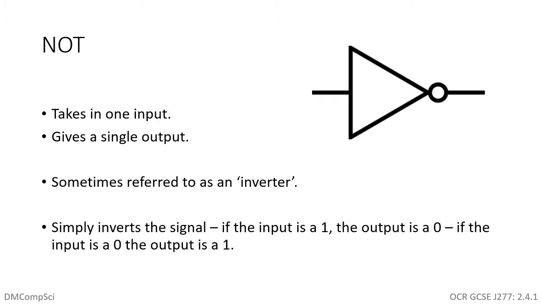The third and final gate that you need to know about for your exam is the NOT gate. This is sometimes referred to as an inverter, and it differs from the AND and the OR gates in the sense that it only takes in one input, however it still only gives a single output. This is sometimes referred to as an inverter because it does just that. If the input is 1, then the output will be a 0, and if the input is 0, the output will be a 1. This is a very important gate and is often combined with other gates to create complex pieces of circuitry.